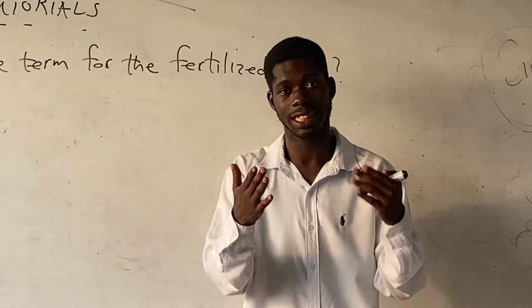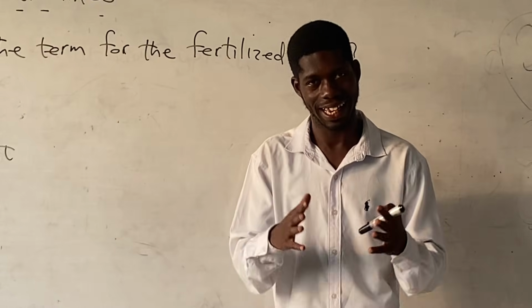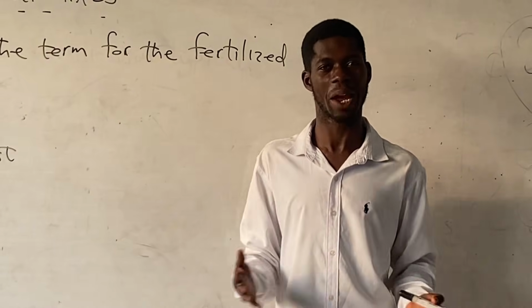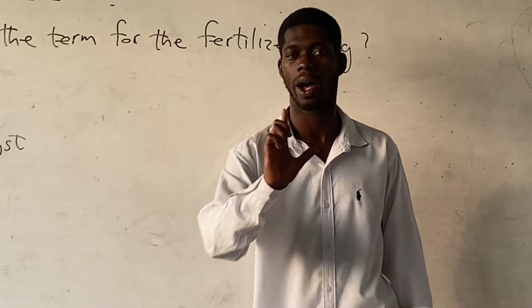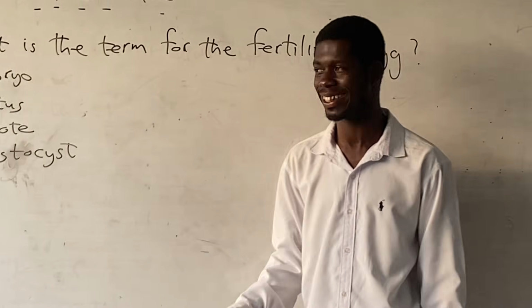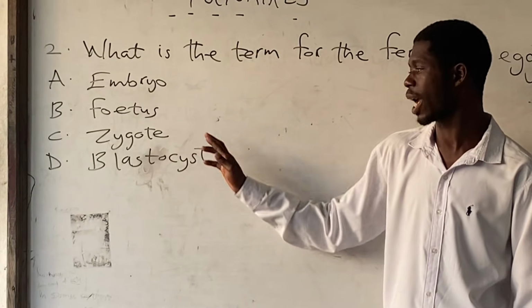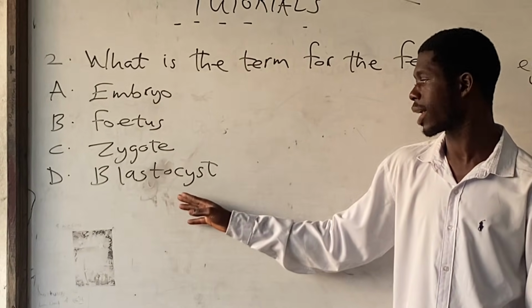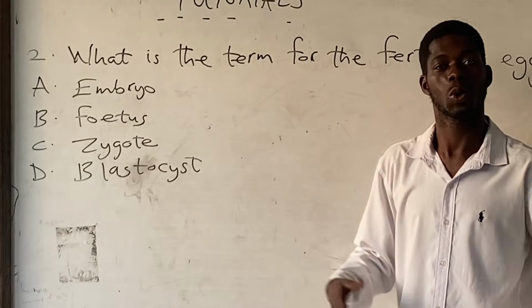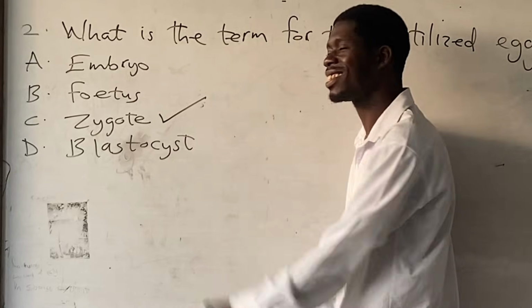The male sex cell is the sperm, and the female sex cell is the egg, to form the zygote. So from that definition, it will help you to get the right answer for this question. The options are A, embryo, B, fetus, C, zygote, and D, blastocyst. So the right answer is zygote.